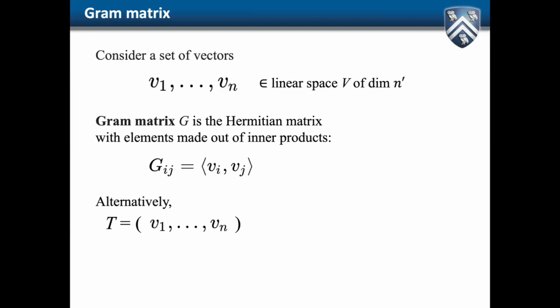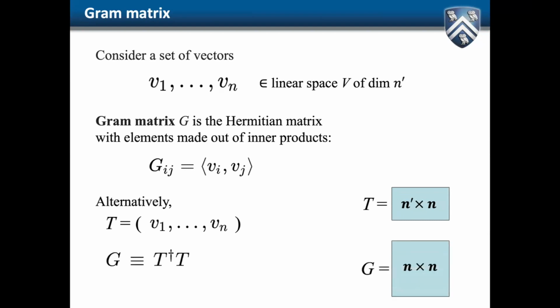So it's with n prime elements. So I align them to form a matrix called T. This T matrix has a dimension of n prime times n. The graph matrix is nothing but T dagger times T, which is n by n. By construction, you can see that the graph matrix is Hermitian, positive semi-definite. It does not possess any negative eigenvalue.